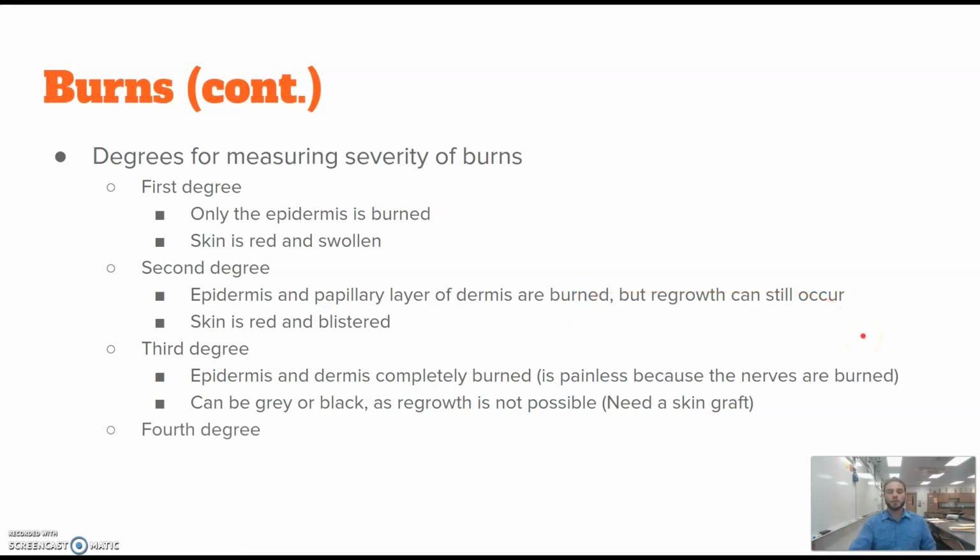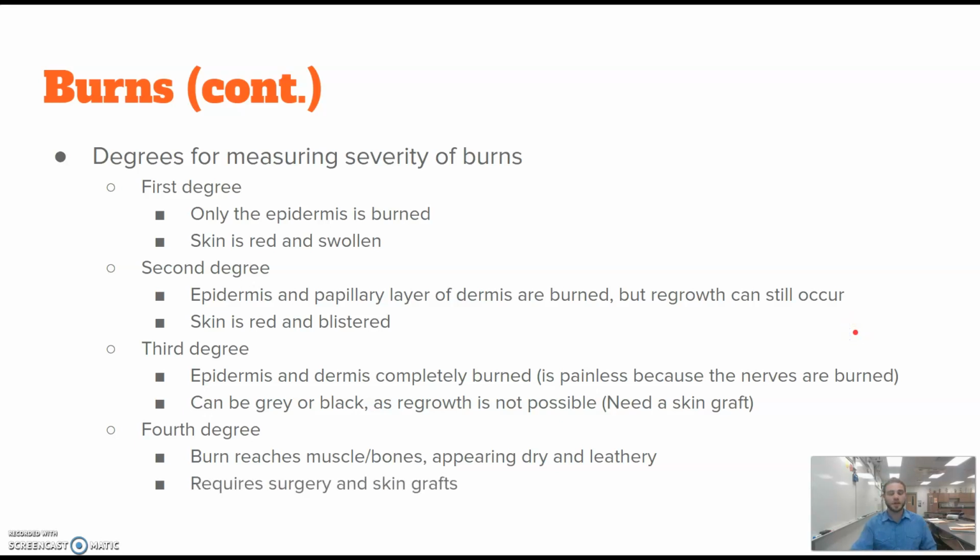Then you have your fourth degree burns. These are the most severe type of burns. This is when that burn is all the way past your skin down into your muscles and bones. In fact, it's so severe a burn that your muscles will dry out completely and they'll almost kind of look like a leather type of material. At this point, you are definitely needing a skin graft. Everything is dead there, and you're definitely going to need surgery if you want to save whatever it is you have burned.